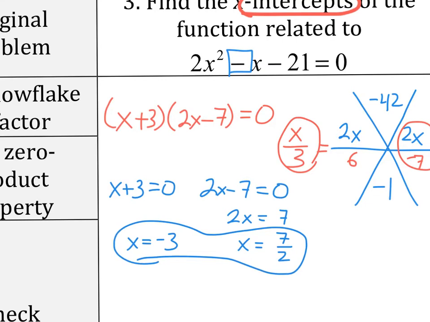Do a quick check with the -3. When I plug a -3 right here, I get 9, and doubled is 18, and subtract a -3 to get a 21, so all of this is 21, minus 21 does equal 0.